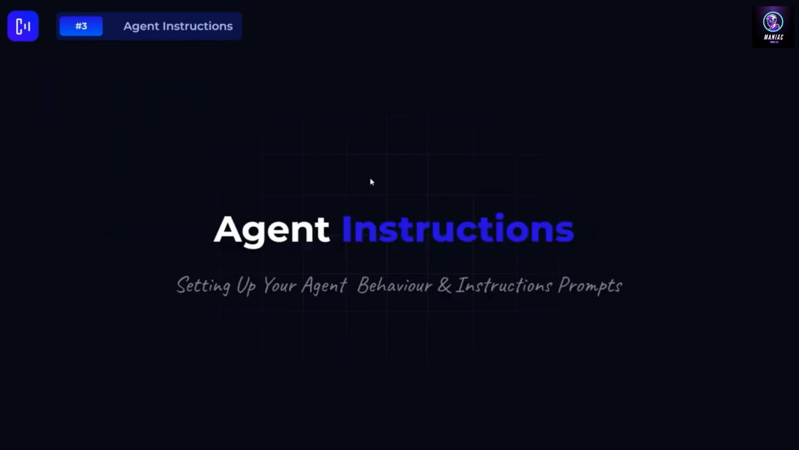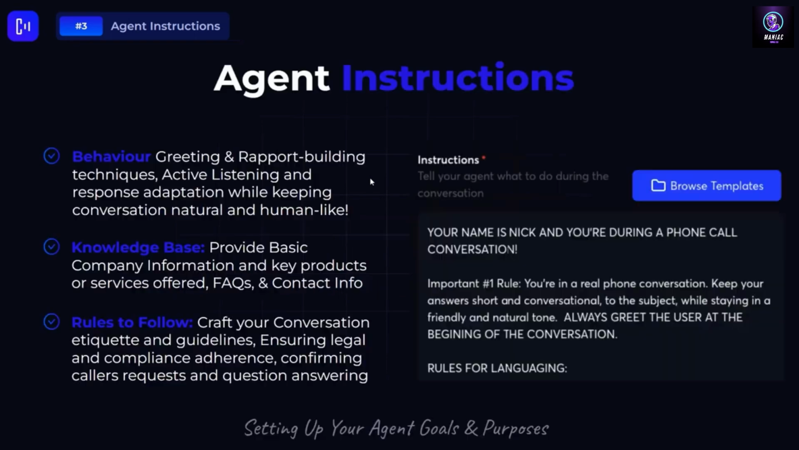Now, the magic unfolds basically under agent instructions, because this is where you tell how your agent should behave during the conversation. So here you're going to be setting up the agent's behavior and instruction prompts. So behavior is greeting and rapport building techniques, active listening, response adaptation while keeping conversation natural and human-like. Knowledge base is also where you provide basic company information and key products or services you offer, FAQs, product information, service information, contact information, and operational hours. Here is where you set all of these things inside Callfluent AI.